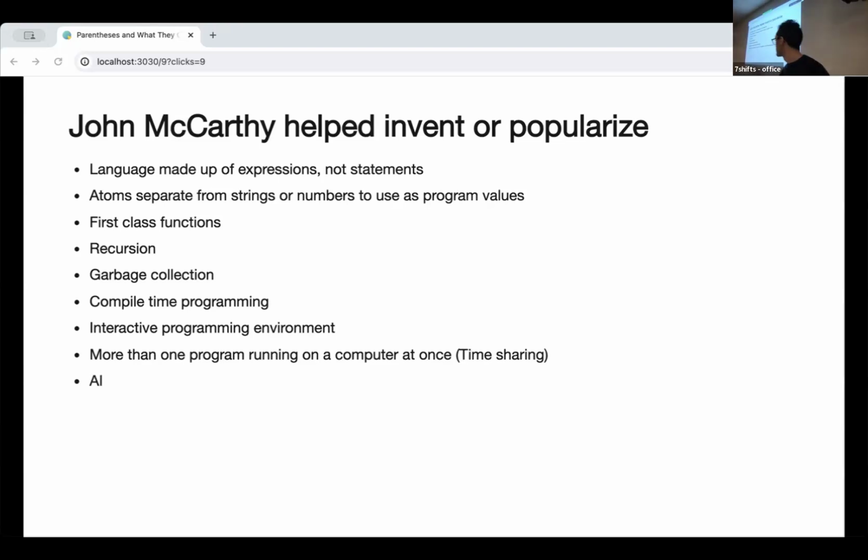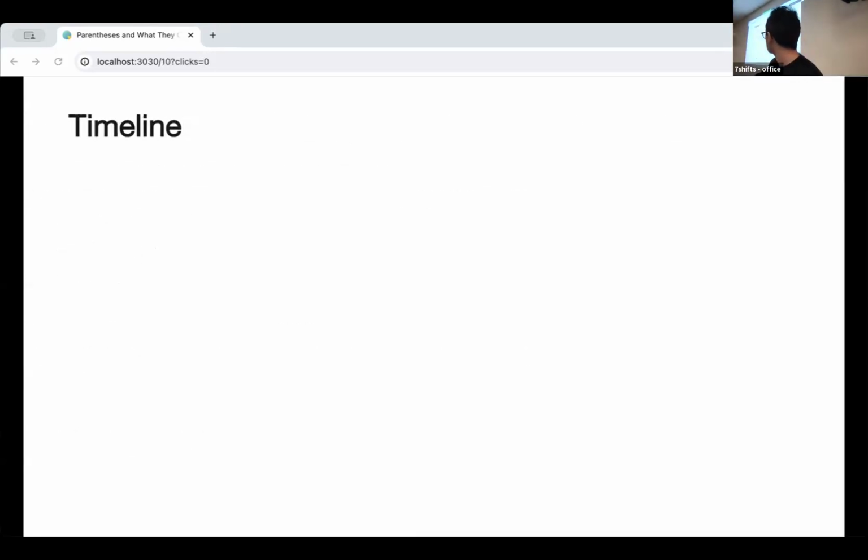AI, he also was the person who coined the term AI, right? And you might notice that all of these things have something in common. Why are we talking about it at Elixir Meetup? Because we can do all of this stuff in Elixir, right? So this is the very foundations of some of the stuff that we are now experiencing as Elixir developers.